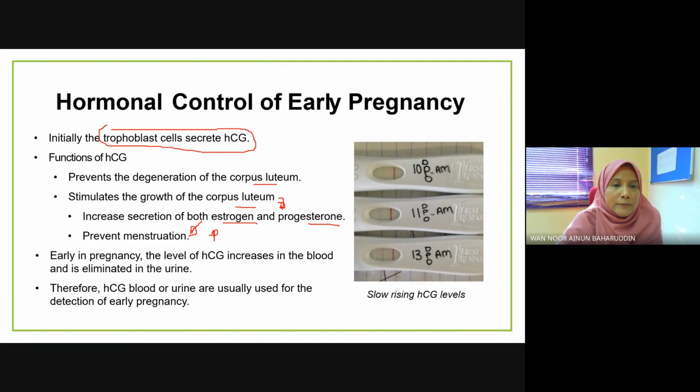So early in pregnancy, the level of HCG increases in the blood. That's why HCG in urine is usually used for the detection of early pregnancy.